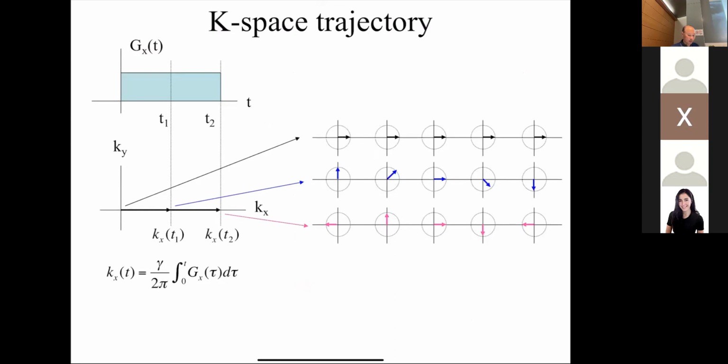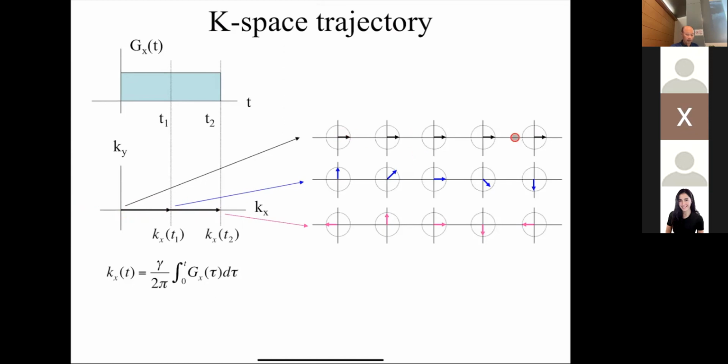So let's move on to k-space trajectories. This is sort of the bread and butter of MRI. Let's look at what happens if you have a gradient like this. I just turn it on and turn it off. From what we've talked about before, the equation is just k_x of t equals gamma over 2 pi times the time integral of that gradient. As I accumulate area, this just moves me along this line. I'm just going out to farther and farther points in k-space.